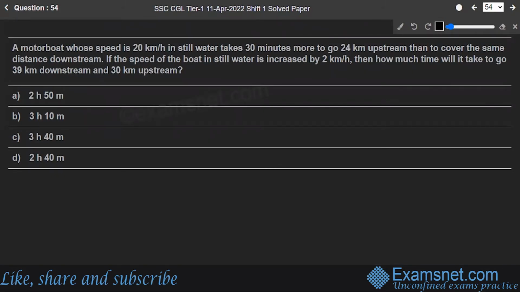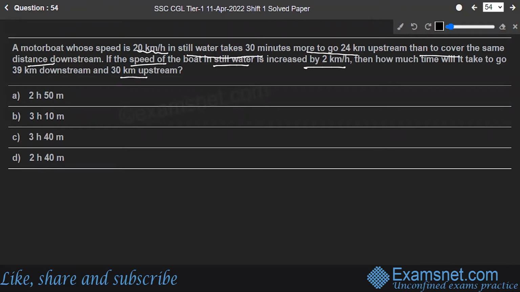A motorboat whose speed is 20 kilometers per hour in still water takes 30 minutes more to go 24 kilometers upstream than to cover the same distance downstream. If the speed of the boat in still water is increased by 2 kilometers per hour, then how much time would it take to go 39 kilometers downstream and 30 kilometers upstream?